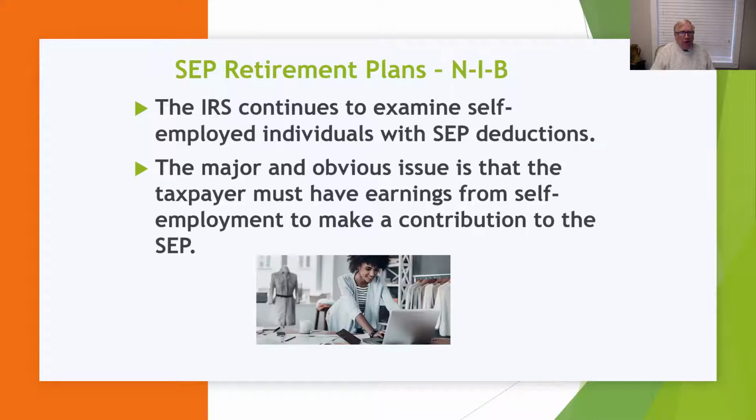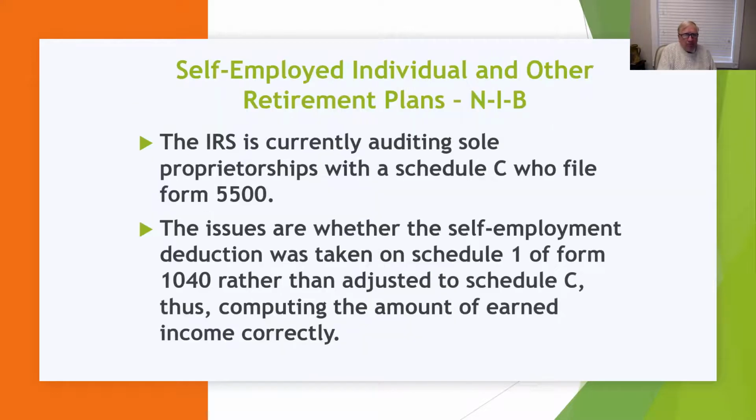The IRS is continuing to examine self-employed individuals with SEP retirement plans. And the major and obvious issue is the taxpayer must have earnings from self-employment to make a contribution to the SEP. The IRS is currently auditing sole proprietorships with a Schedule C who filed a Form 5500. The issues are whether the self-employment deduction was taken on Schedule 1 of Form 1040 rather than adjusted to Schedule C, thus computing the amount of earned income correctly. Notices are coming out simply asking that the income and the computation be reconciled to the notice.